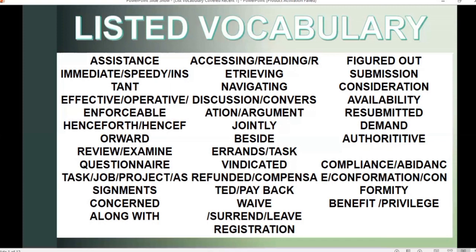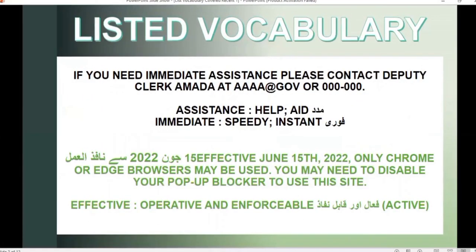The list of vocabs covered in this session are displayed on the screen for a short while. If you need immediate assistance, please contact Deputy Clerk Amanda at aaa@gov. Assistance, help, aid, madad, immediate, speedy, instant, foreign.